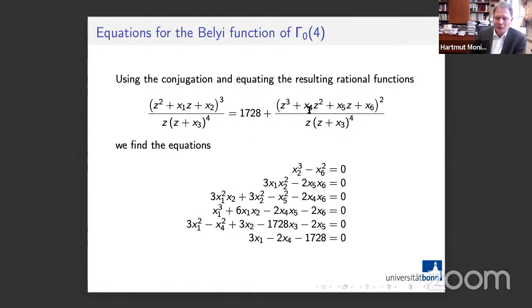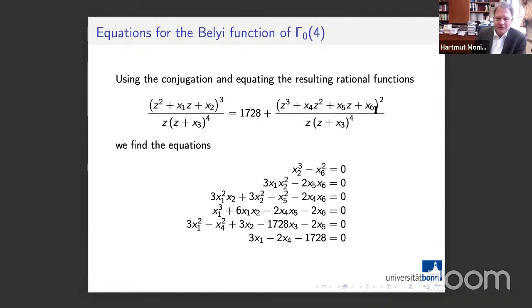Then I have 3 elliptic points of order 2. This is this equation here. So elliptic points of order 2, and here elliptic points of order 3. And then we have to talk about the cusp. We have one cusp of width 1 and one cusp of width 4.